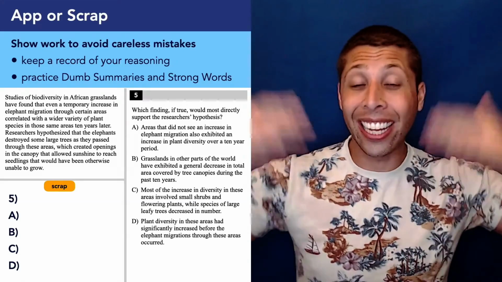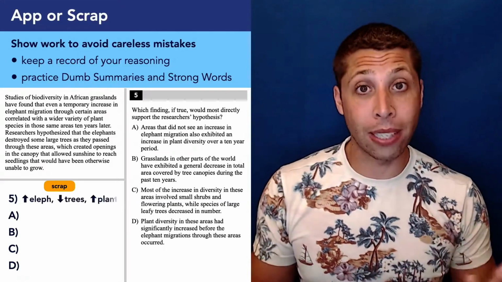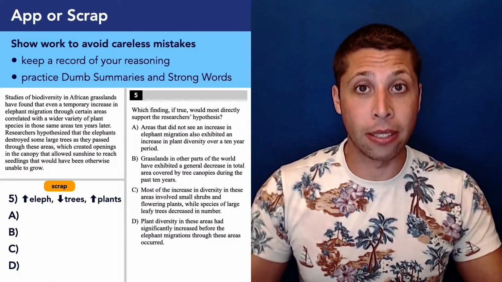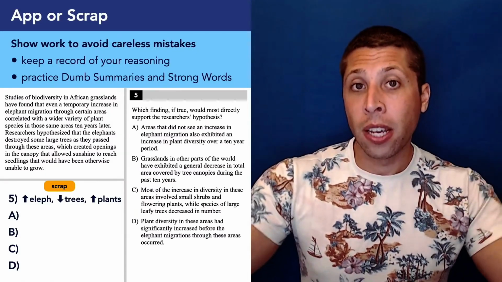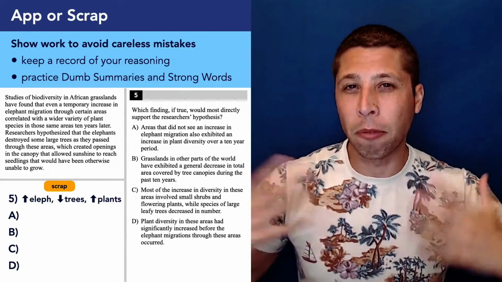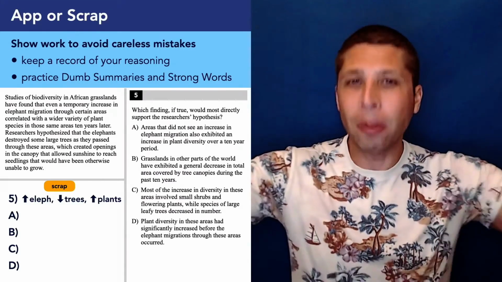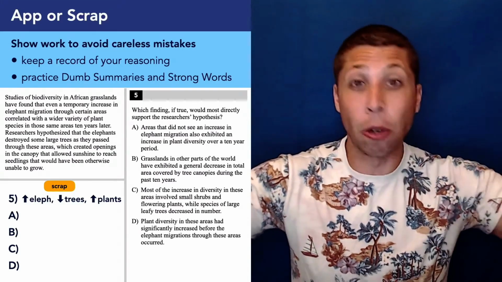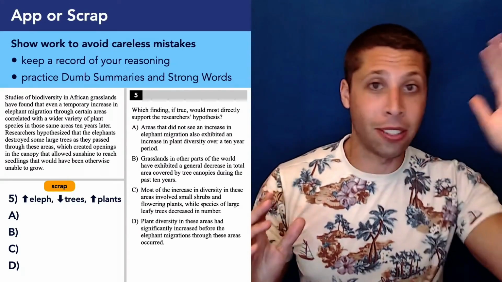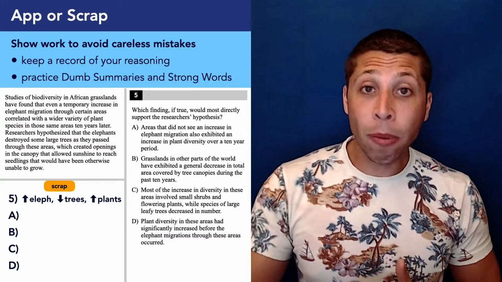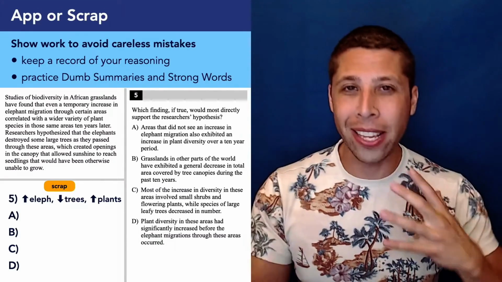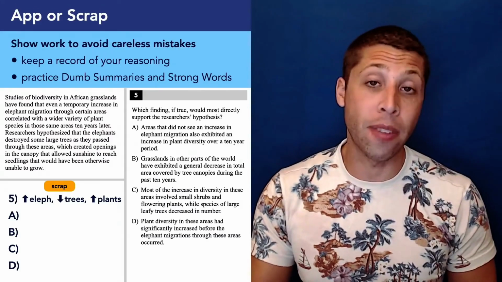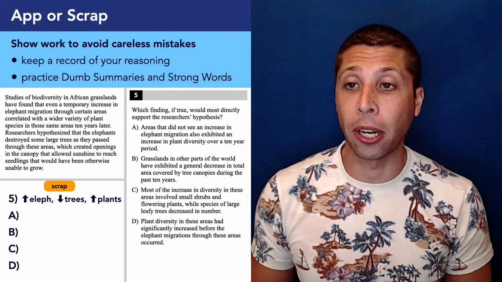For me, there's a lot of increase and decrease. I'm going to try to express that in a much more simplistic way. Basically what they're saying is there's an increase in elephant migrations. This causes a decrease in the number of big trees, and then that ultimately leads to an increase in the other plants. So increase, decrease, increase, okay? Now I'm going to go to my answer choices and try to do the same thing. Let's condense it, let's try to get arrows, trends, and all that stuff, and let's see if any of them match with what we wrote for the dumb summary.